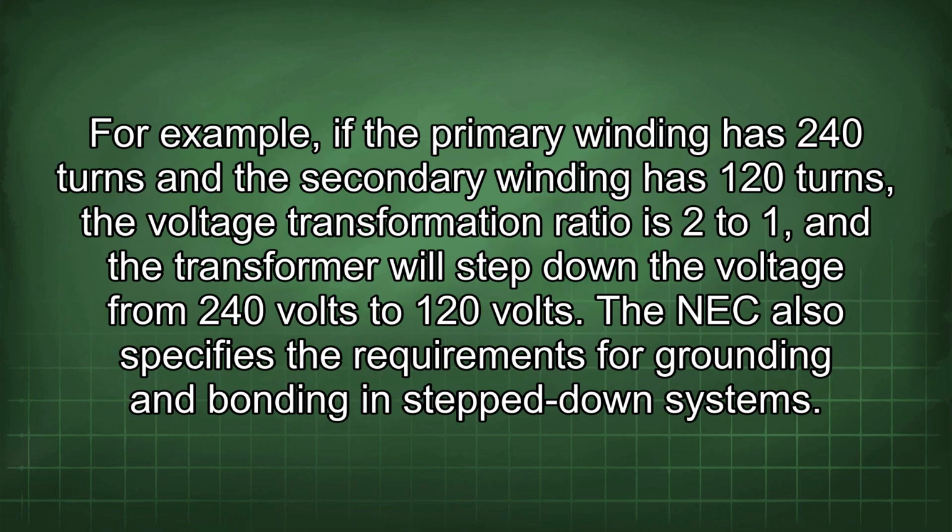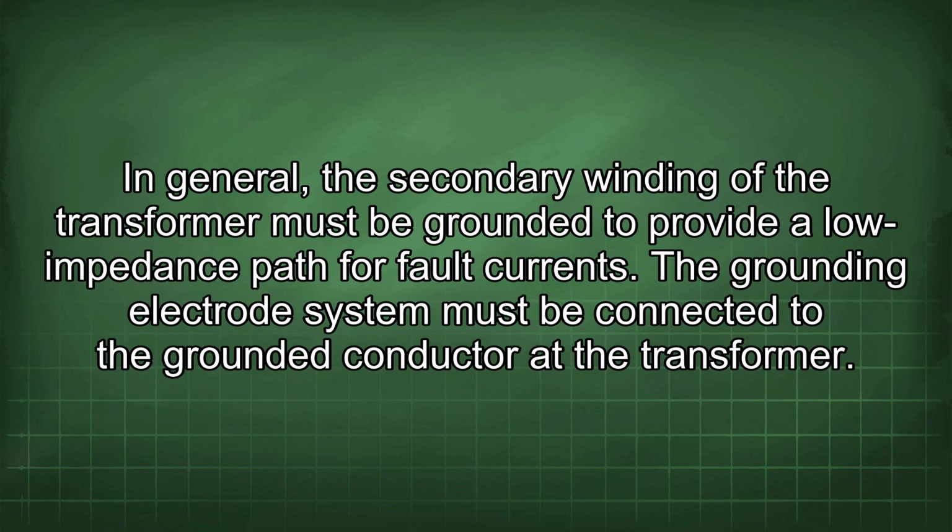For example, if the primary winding has 240 turns and the secondary winding has 120 turns, the voltage transformation ratio is 2:1, and the transformer will step down the voltage from 240 volts to 120 volts. The NEC also specifies the requirements for grounding and bonding in step-down systems. In general, the secondary winding of the transformer must be grounded to provide a lower impedance path for fault currents.